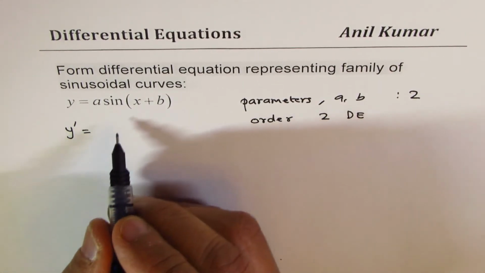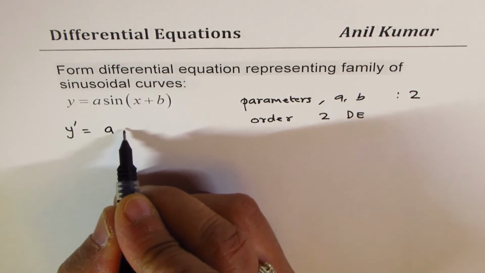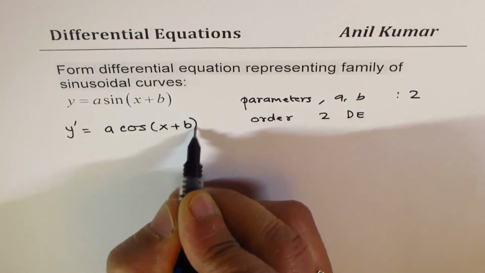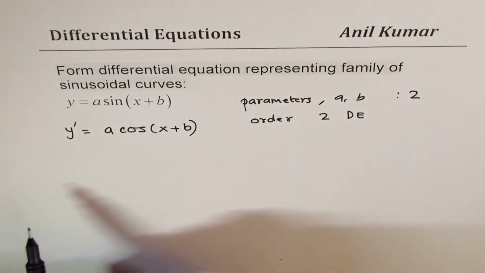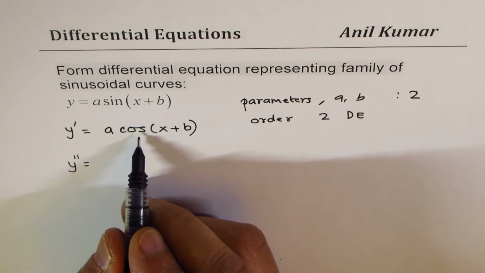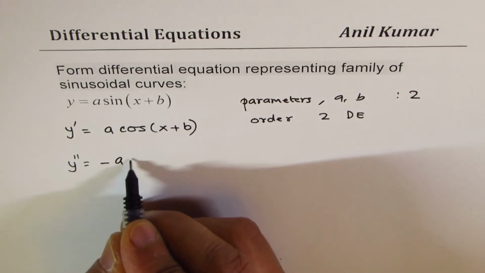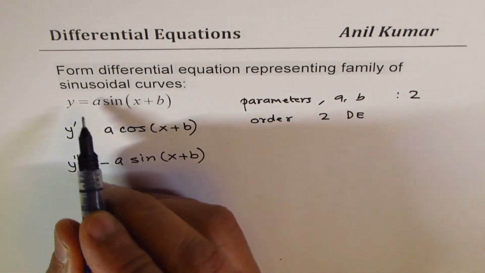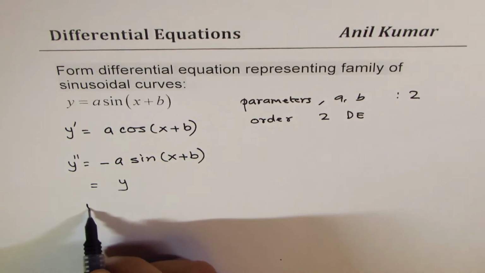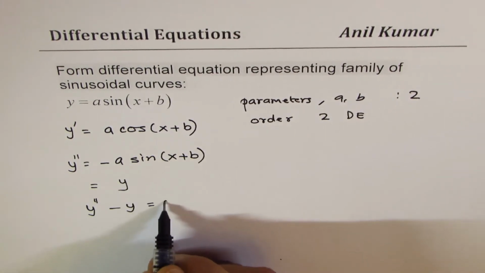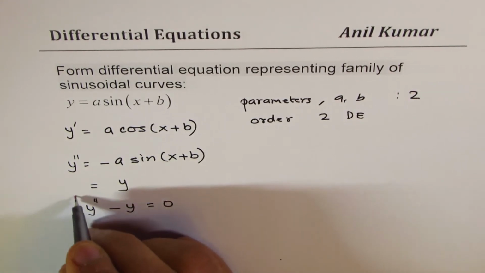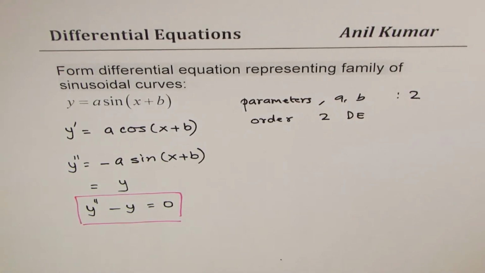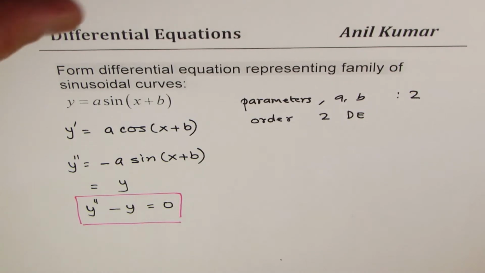The first derivative of this equation is, the sine derivative is cosine, so we get a cos(x + b) times the derivative of the inside function, which is 1. So we get the same thing. Now the second derivative: the cos derivative is negative sine, so we get minus a sin(x + b). Now, minus a sin(x + b) can be written as minus y. And so we get our equation as y double prime plus y equals 0. So that becomes the differential equation, and as you can see, it is of order 2, degree 1, which represents the given family of curves. Do you see that? So that is how we are going to solve it. I hope it's not very difficult, right?